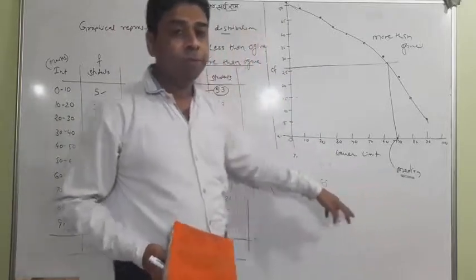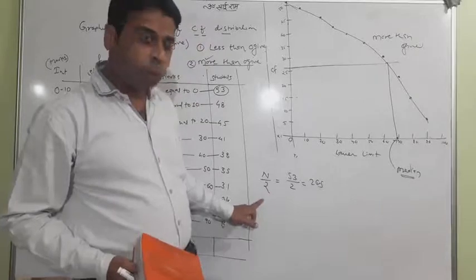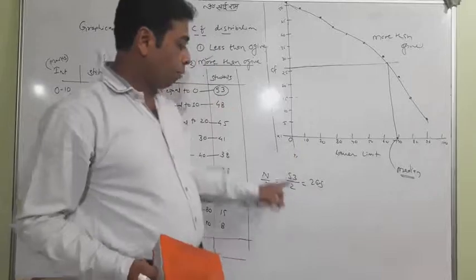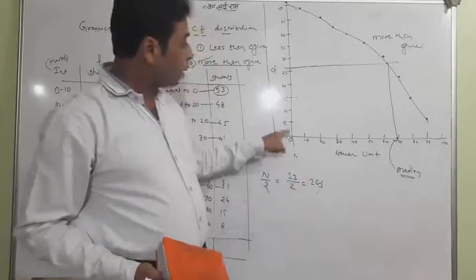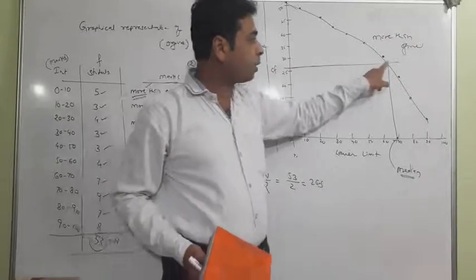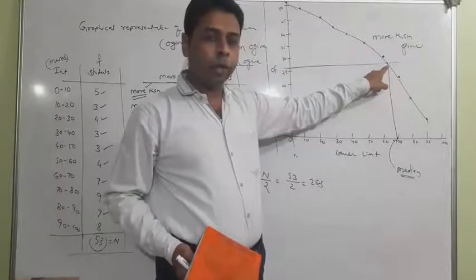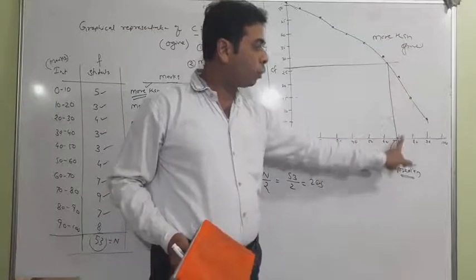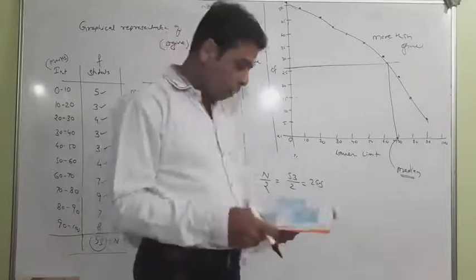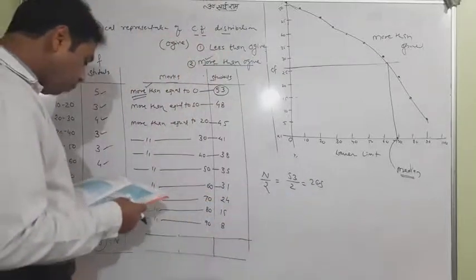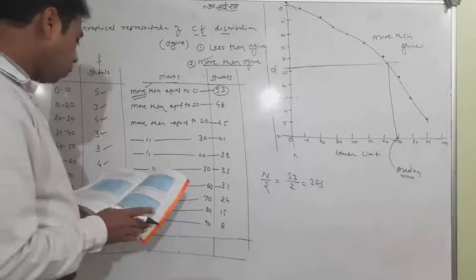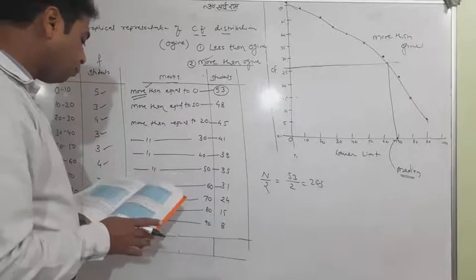How can we find the median? First of all, what will you find? N by 2. What is n? The sum of the frequency, 53. The highest frequency, 53 by 2, 26.5. Look in the CF, 26.5 is here. Draw the line parallel to the x-axis where it meets the ogive at this point, and draw the perpendicular on the x-axis where it will meet. It is none else but the median of the data. So this is the simple thing which I wrote here. It was the more than type concept we have done.